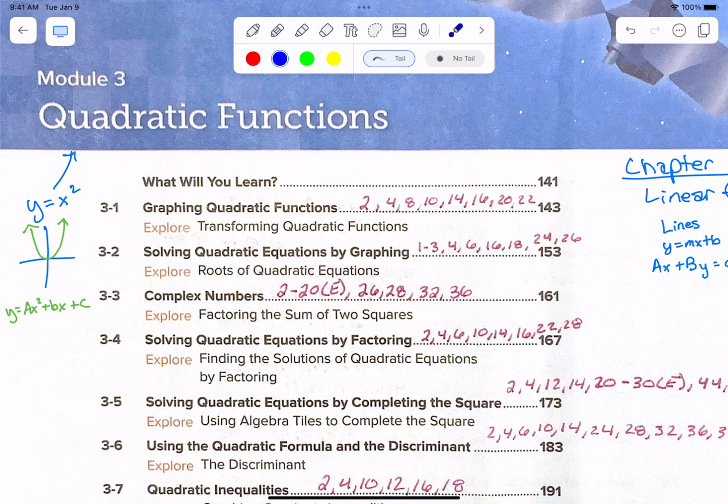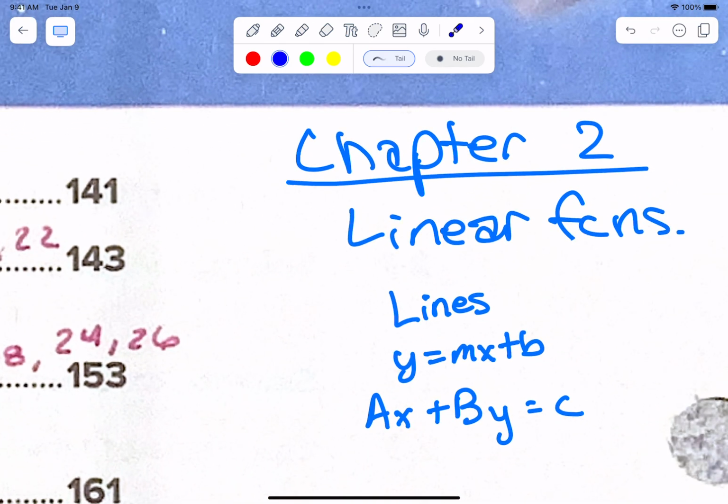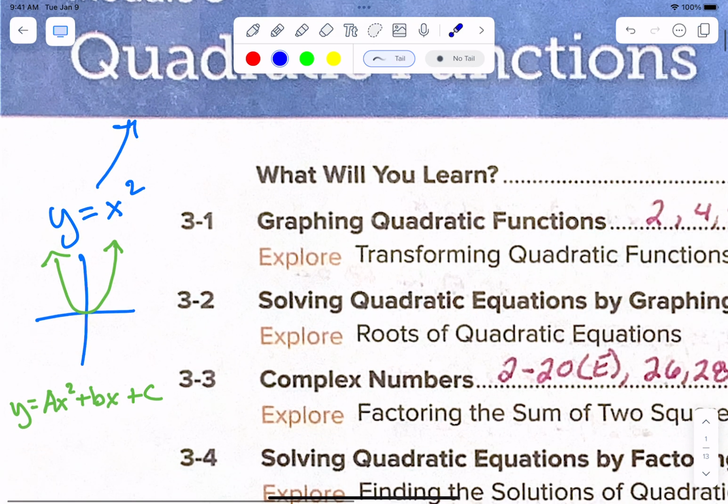All right, people watching this video, I got started and then I realized we have to record. So we're just previewing Chapter 3. In Chapter 2, we talked about linear functions. In Chapter 3, we're talking about quadratic functions. So parabolas, that type of thing, okay?